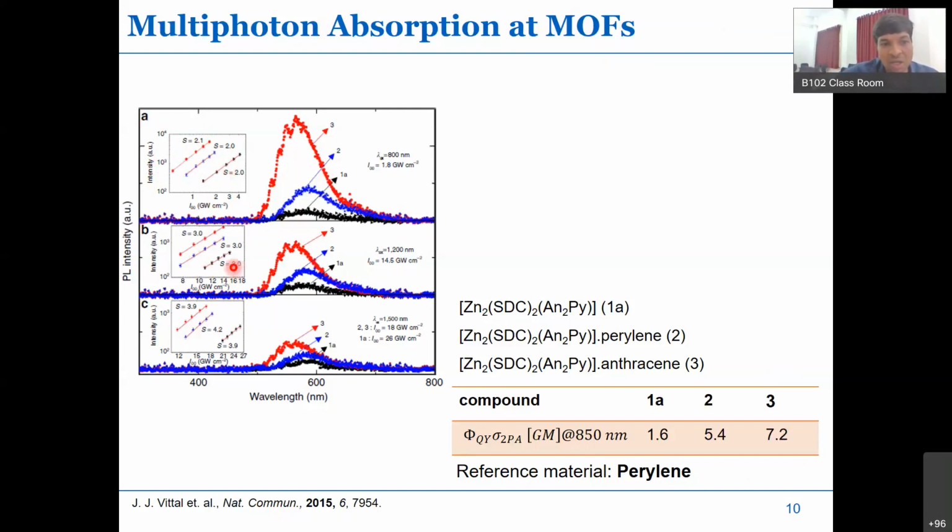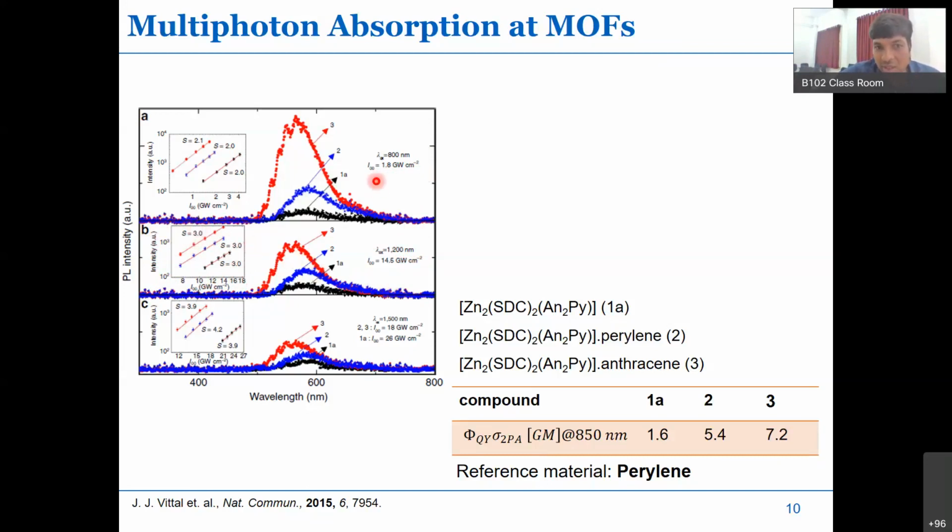If you go into the next plot, here the lambda excitation is 800 nanometer with an initial intensity of like 1.8 gigawatt per square centimeter. Then when you go to the next level, where the lambda excitation is 1200, which is expected to be 3 photon, you can see the logarithm of intensity versus logarithm of fluence or excitation, where the slope you can see is 3.